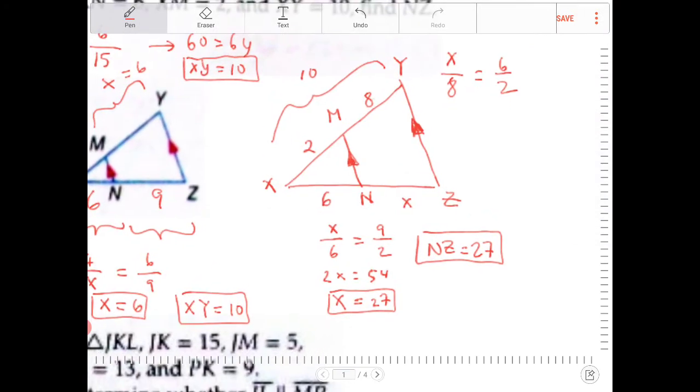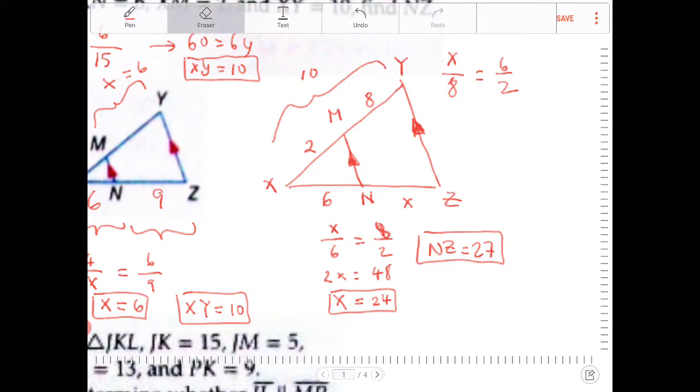Hold on here. I made a slight mistake. I called this 9 when this really should have been 8. So this should be 2x. So 6 times 8 is not 54, it should be 48. And x, therefore, should not be 27, but instead 24. So therefore, nz is not 27, it is actually 24. So my apologies for that.